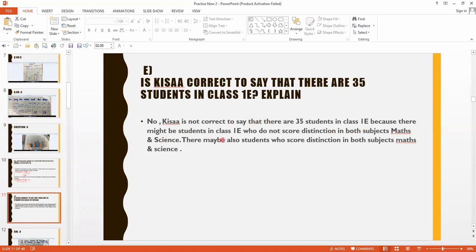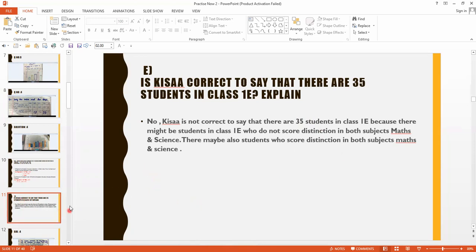because there might be students in class 1E who do not score distinction in either subject, maths or science. Obviously, this may happen. There may also be students who score distinction in both subjects. For example, suppose Ali got distinction in maths and also in science. And it may also be that some children get distinction in neither science nor maths. So it is not correct to say that there are 35 students, because maybe there are more than 35 students, or maybe fewer than 35 students, in the class.